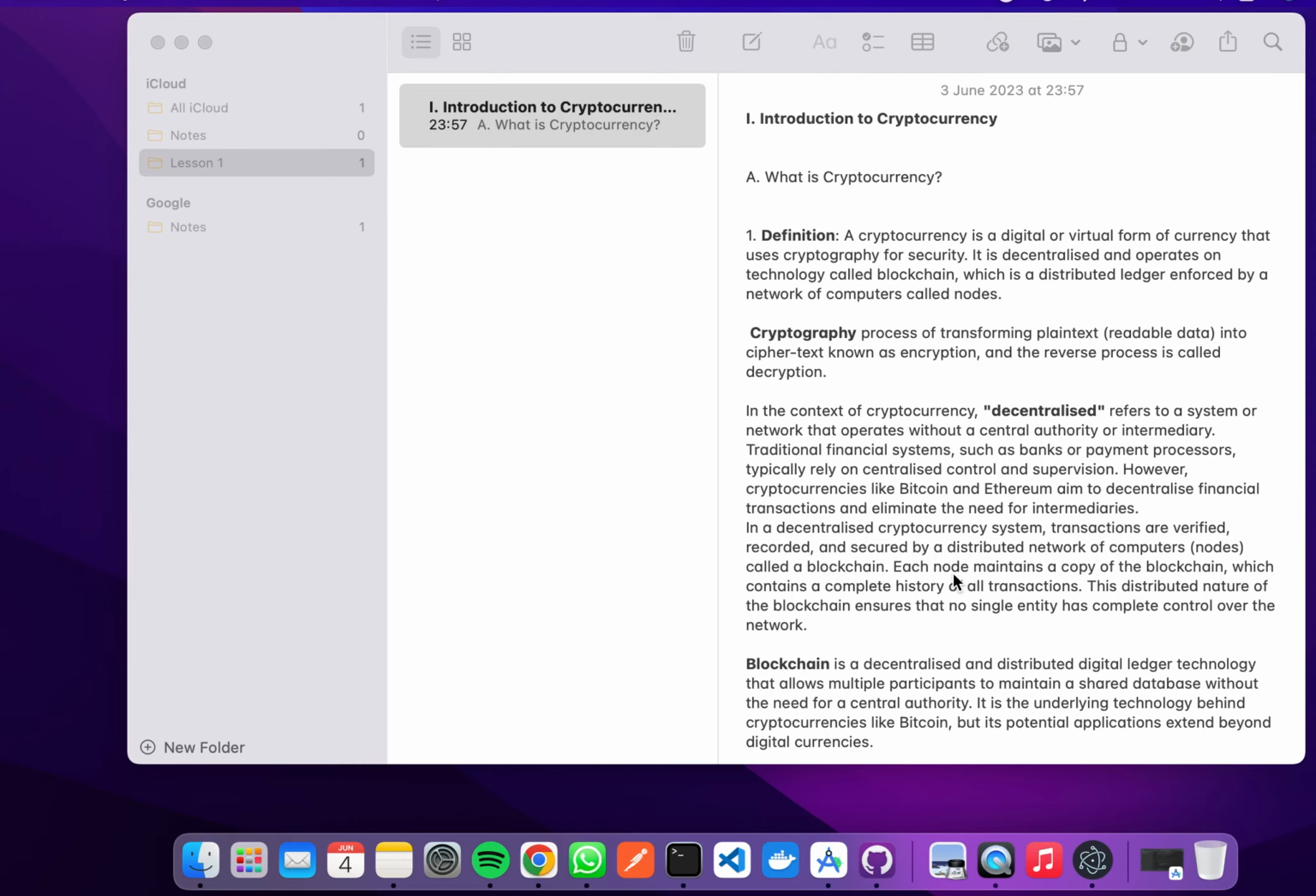Hello everyone, and welcome to our first lesson on Introduction to Cryptocurrency. In this lesson, we are going to cover the definition and the history behind cryptocurrencies.